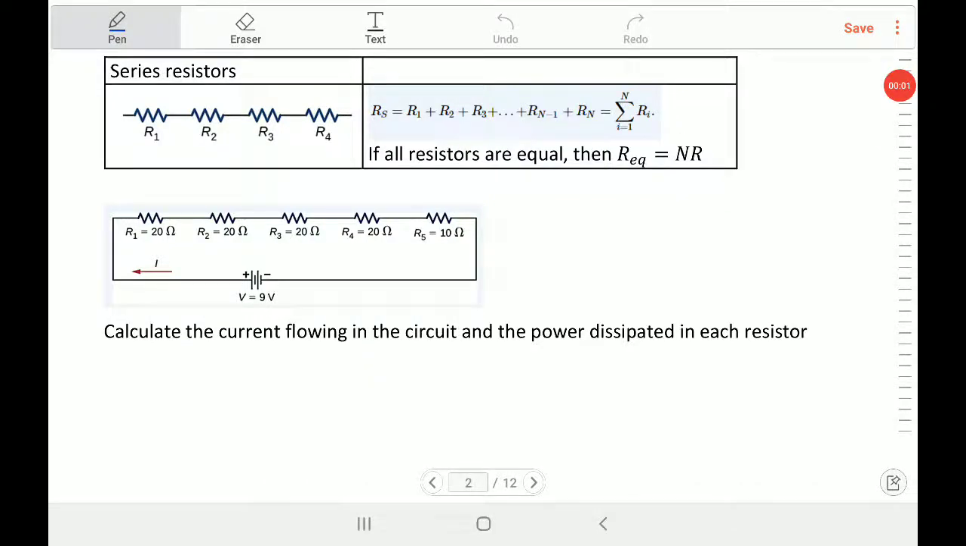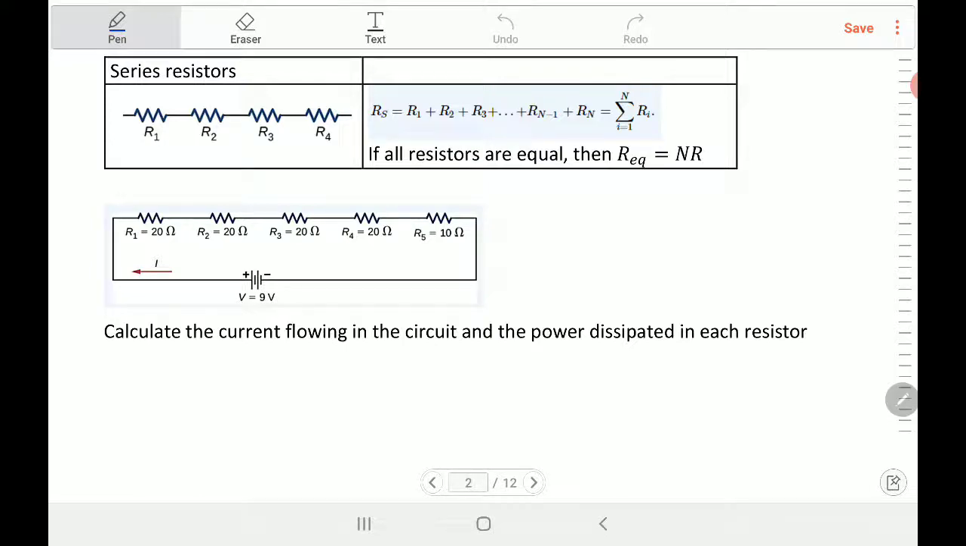This is part 2 of lecture 3, electric circuit fundamental laws. The first thing we're going to explain is series resistors. When the resistors are connected in series, as you see in this diagram, the equivalent circuit will be the total resistance, the sum of these resistances.